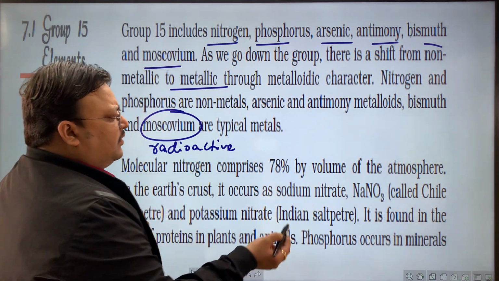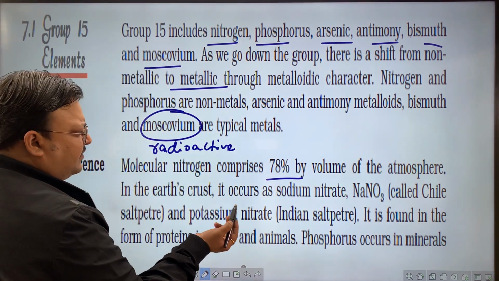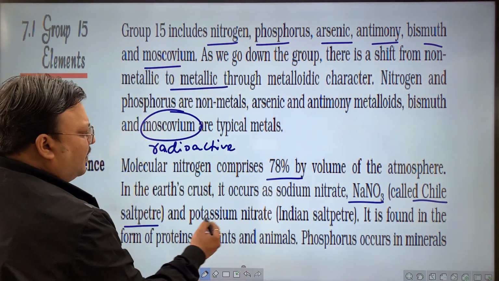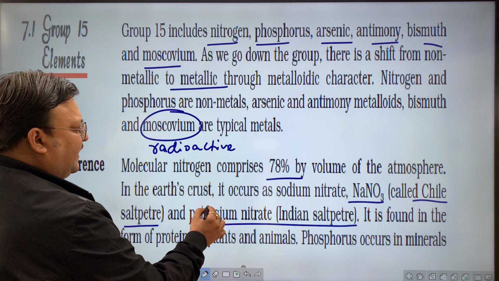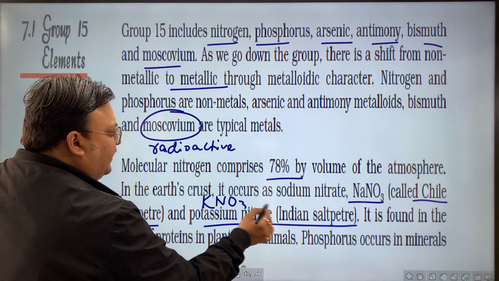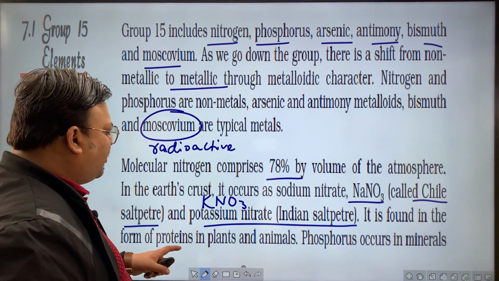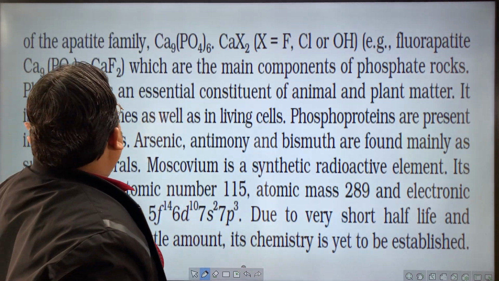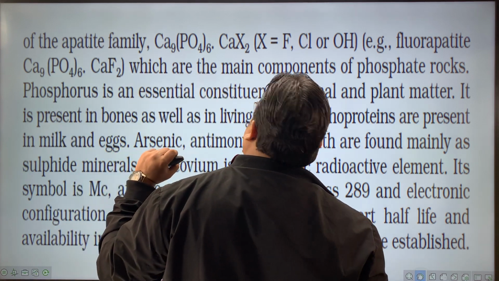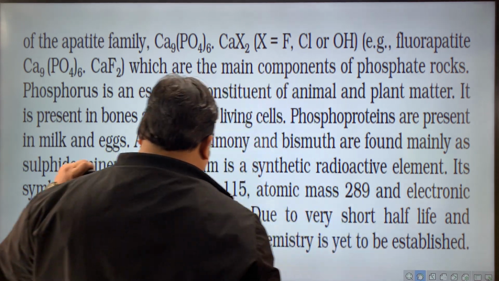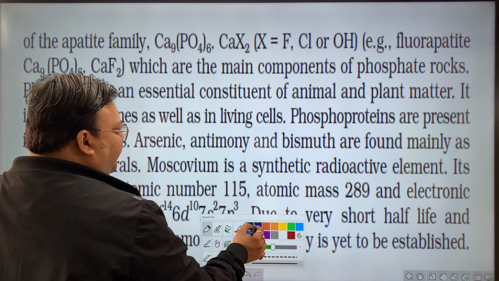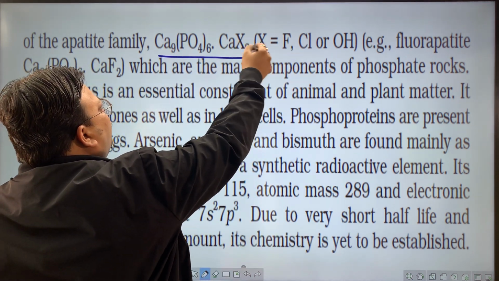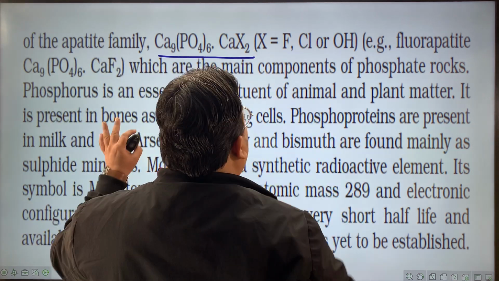Occurrence: nitrogen stays in the atmosphere. In the earth's crust, it's sodium nitrate. See, sodium nitrate is called Chile saltpeter. Potassium nitrate, KNO3, is Indian saltpeter. It is found in the form of proteins in plants and animals. And then the apatite family, Ca9(PO4)6CaX2. This is the formula I was referring to. Everything in NCERT is important. You place fluorine here, it will become fluorapatite. You place chlorine here, it will become chloroapatite.